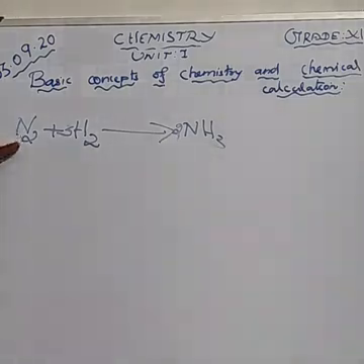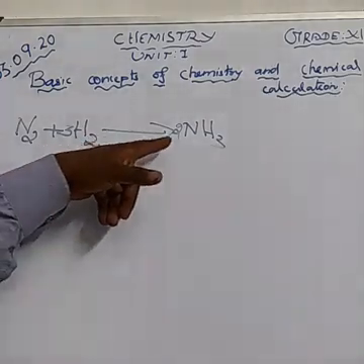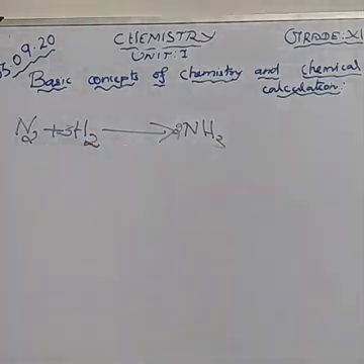1 mole of nitrogen combines with 3 moles of hydrogen to give 2 moles of ammonia. As per the stoichiometric equation, to produce 2 moles of ammonia, 3 moles of hydrogen are required. To produce 10 moles of ammonia, okay?